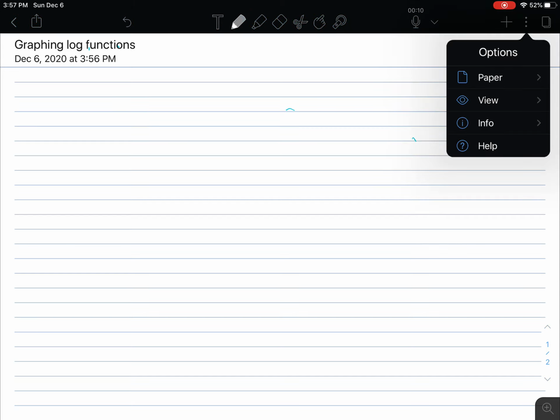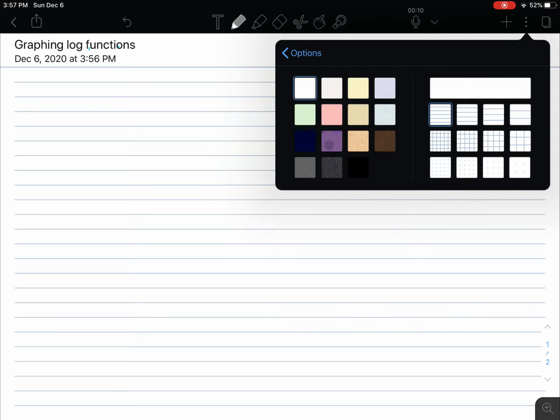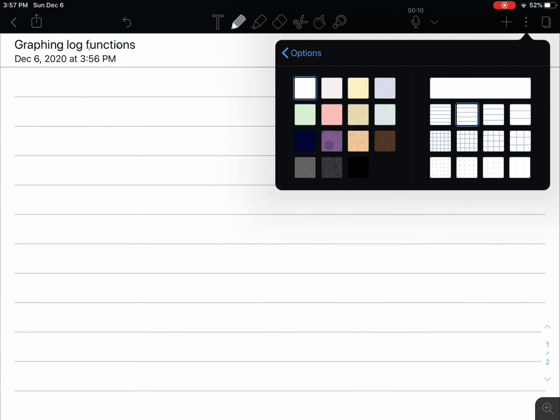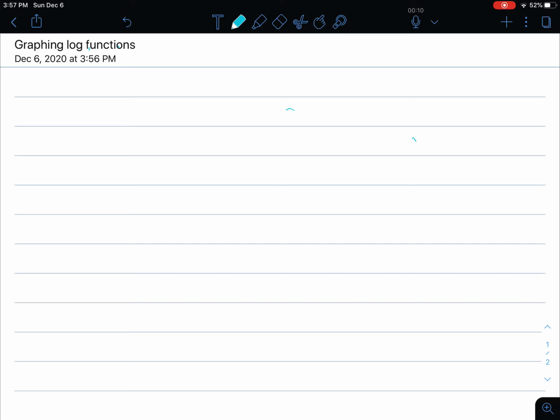Hi students, this is a little optional video about graphing logarithmic functions. I'm just going to go through an example from your homework. This is 4.2, and the question is f of x equals the log of 8 minus x, minus 1.